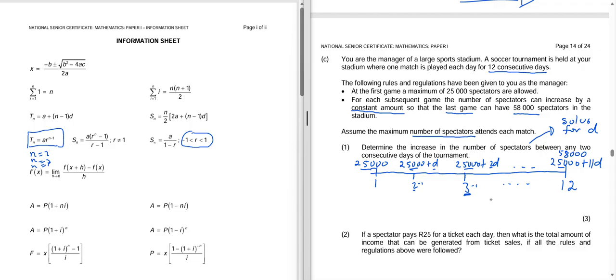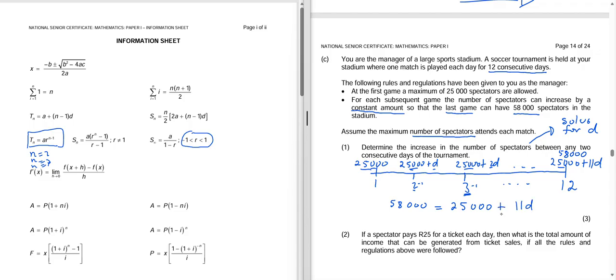Now, what do we have? We have that 58,000 should be the maximum, right? That is the maximum spectators that the stadium should have after 12 consecutive days, and it should be the same as the general equation that we have constructed here.